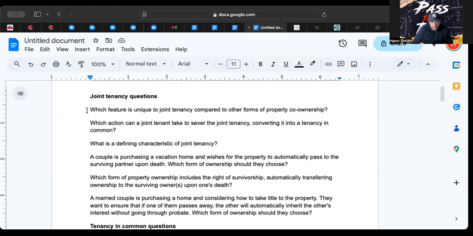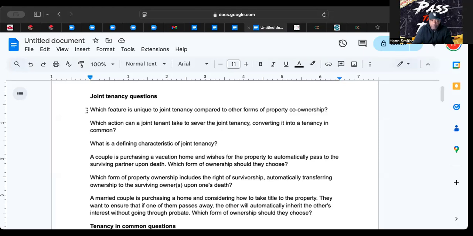Now, first, let me also talk about the key components of joint tenancy. In joint tenancy, you have to start off with what are called the four unities, just the four unities of joint tenancy. One of the most important unities of joint tenancy is that we have to have equal shares.